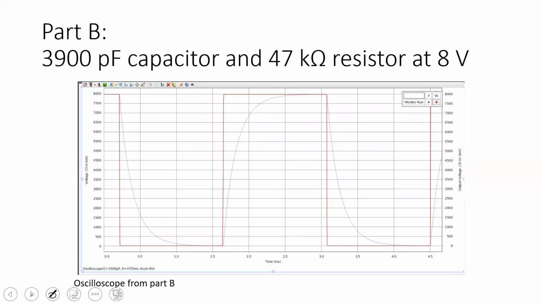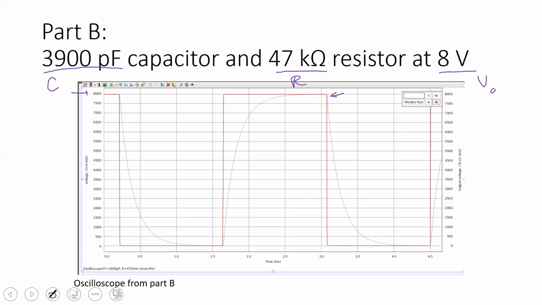All right, so in part B, we do the same thing. We have the same circuit. We have a capacitor that is 3,900 picofarads. We have a resistor that is 47 kilo ohms. But now we're going to increase our signal generator so that our max voltage is 8 volts. You can see right here, we are up at 8,000 millivolts, which is 8 volts. You can see that our capacitor does reach that max value in the time we have our switch turned on.